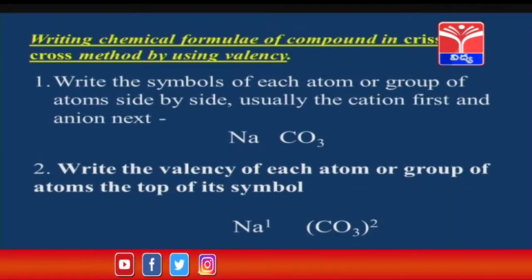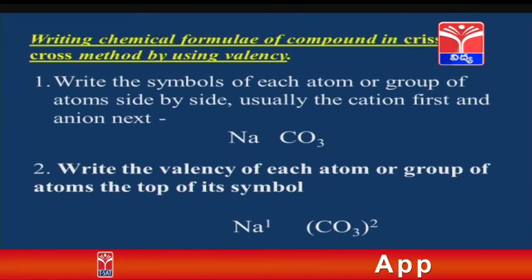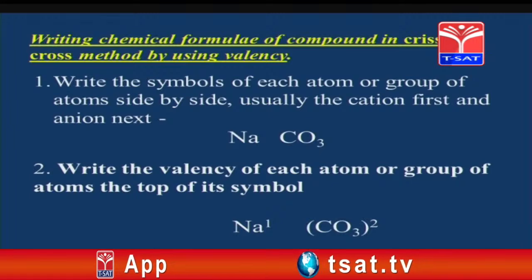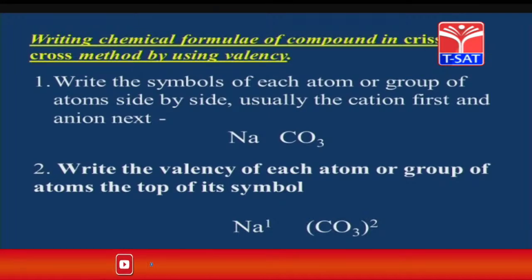Writing the chemical formula of compounds by the crisscross method using valency. Write the symbols of each atom or group of atoms side by side, usually the cation first and the anion next. For example, sodium carbonate.